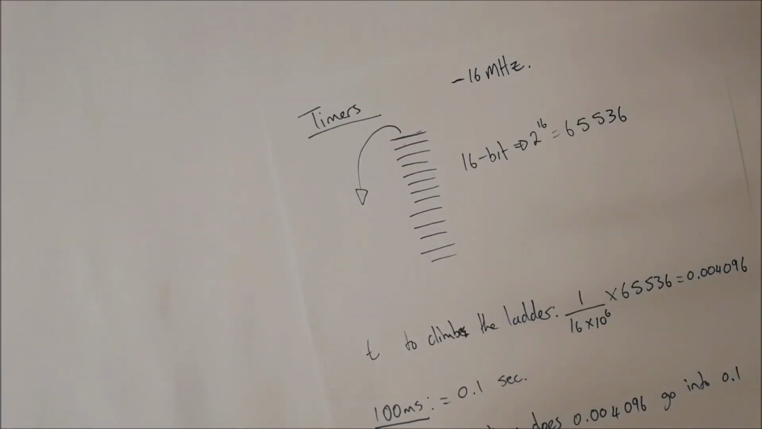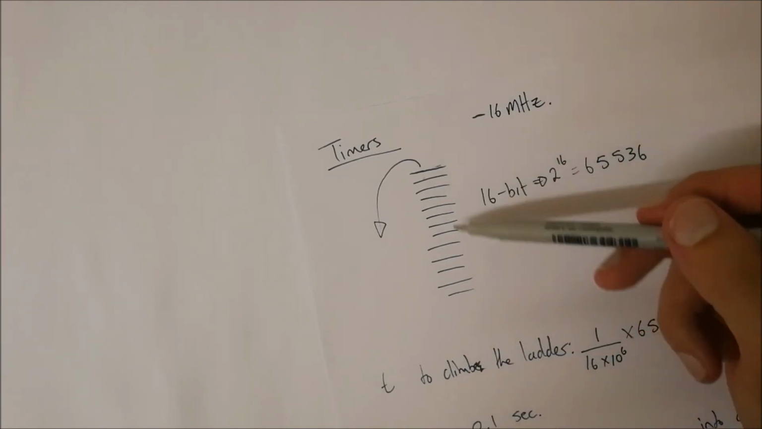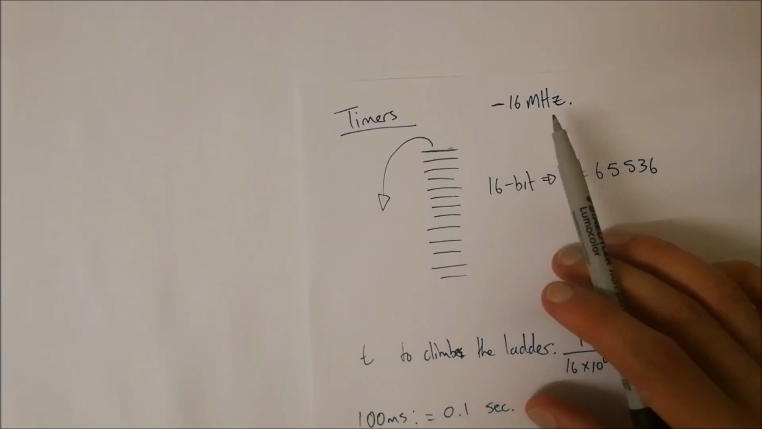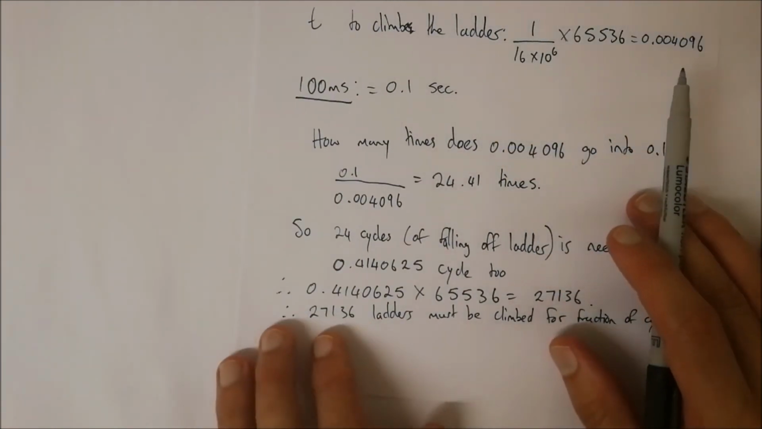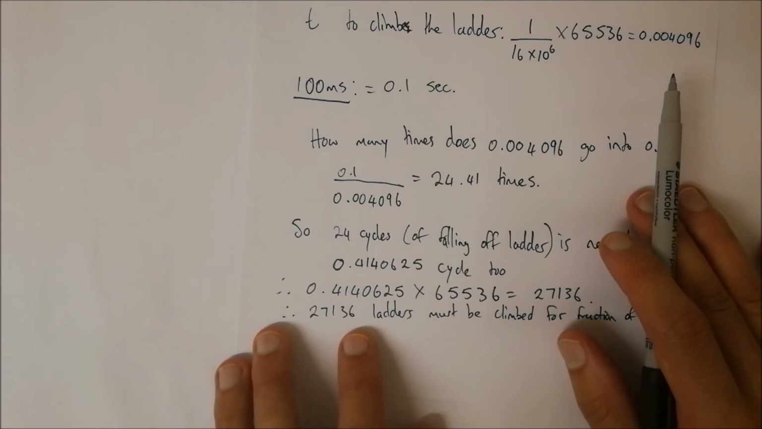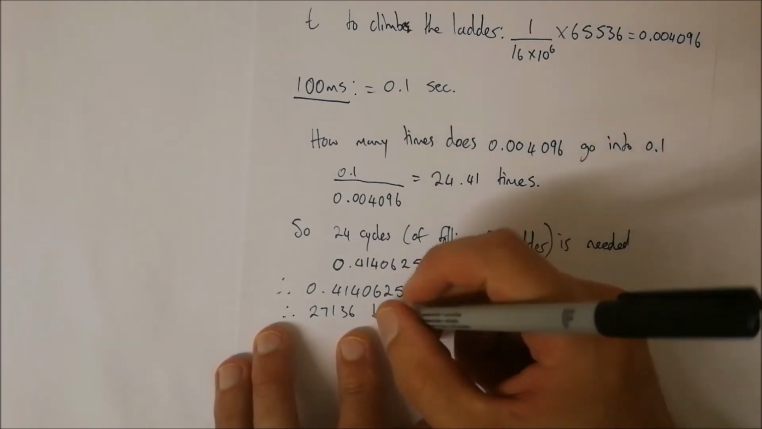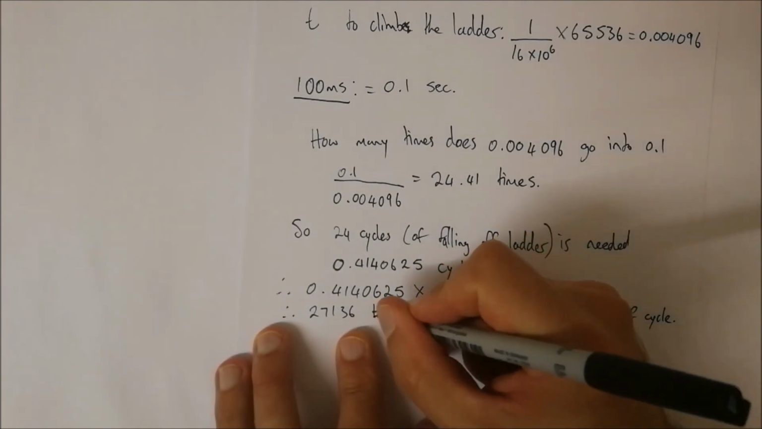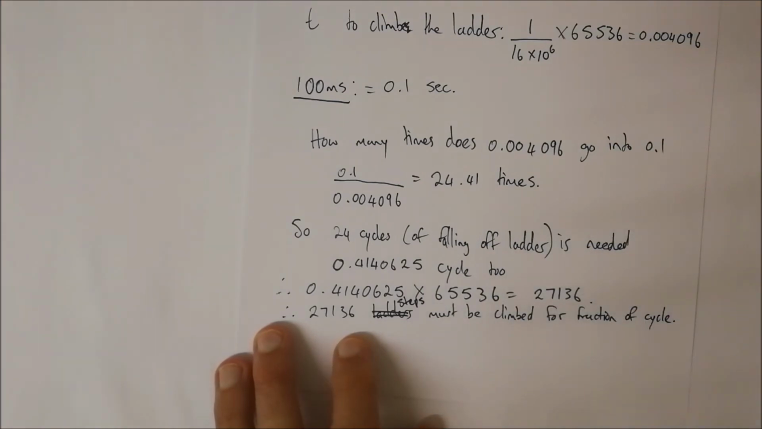Now the issue is, that's great. We've got 65,536 steps over here to climb on this ladder. But now we're indicating that we need 27,136 steps to be climbed. It's actually steps, not ladders. That would be quite a lot of ladders to do. So 27,136 steps must be climbed for that fraction of the cycle.